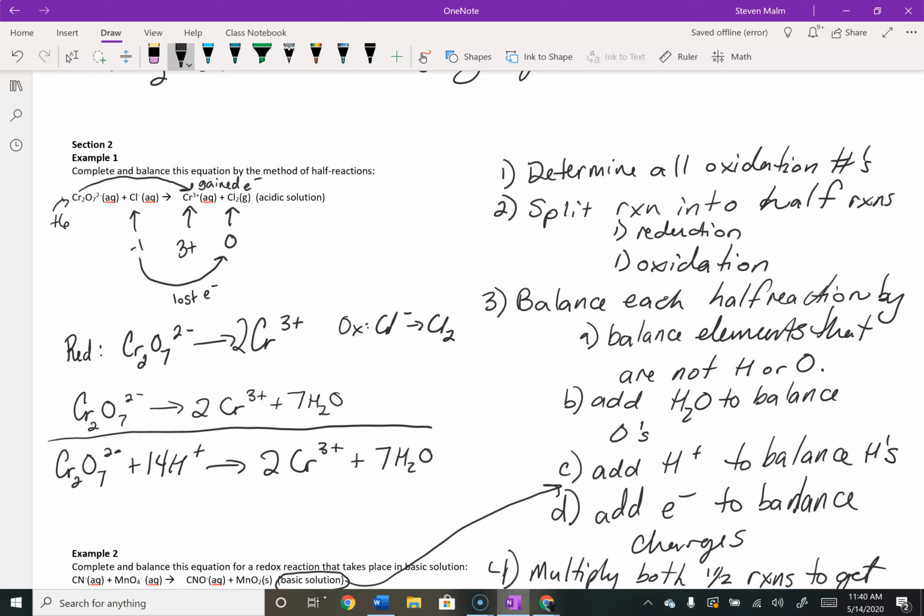Now, on the left side of this equation, we have a 2 minus and a 14 plus. So 2 minus and 14 is going to be a positive 12 charge on the left. On the right side, we have 2 3 plus charges. So this is just going to be a positive 6 charge. In order to balance these, we're going to add negative charges to one side or the other. And for us, we want to make the left side more negative, so we're going to add our electrons to the left side. So when we write this, we're going to add 6 electrons to the left side and get our overall reaction.